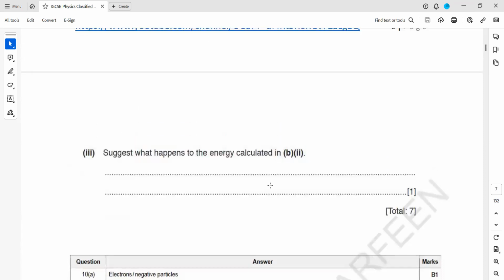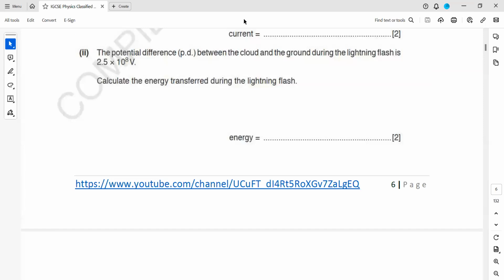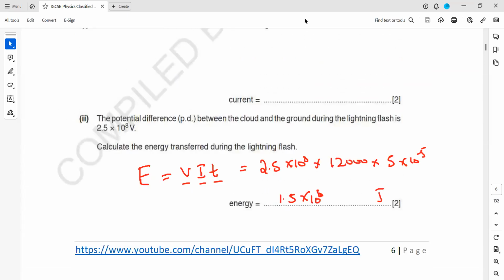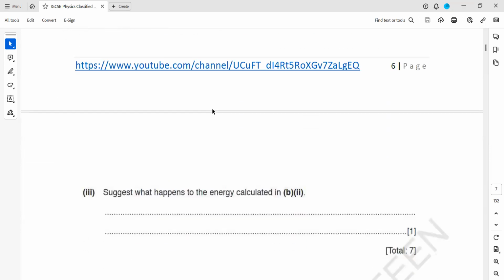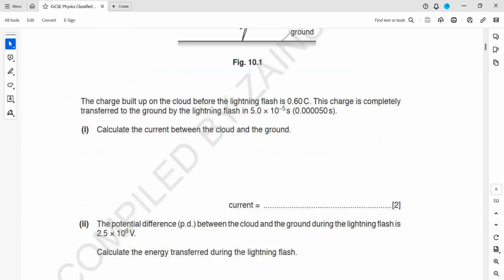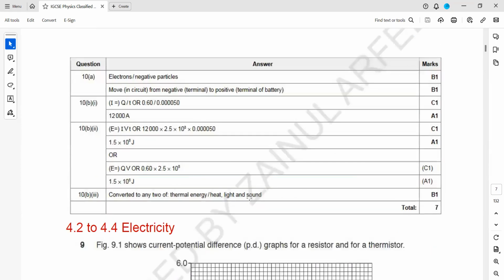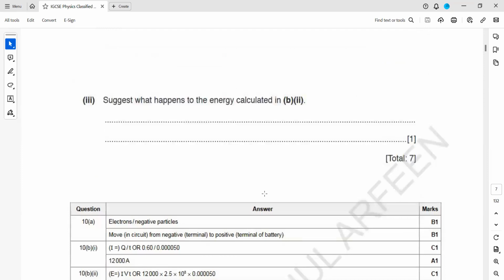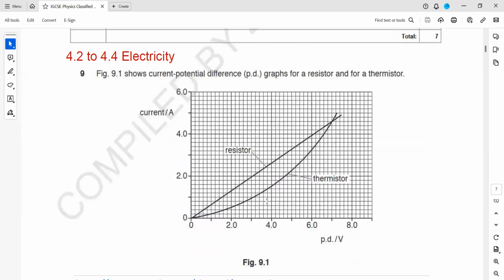Suggest what happened to the energy calculated in B2. We calculated this energy, which was 1.5 exponent 8, but what happened to it when the lightning hit the ground? It is lost, converted into heat, light or sound. When lightning strikes, you hear the thunder, which is sound, and you see the flash, or the light, as well.